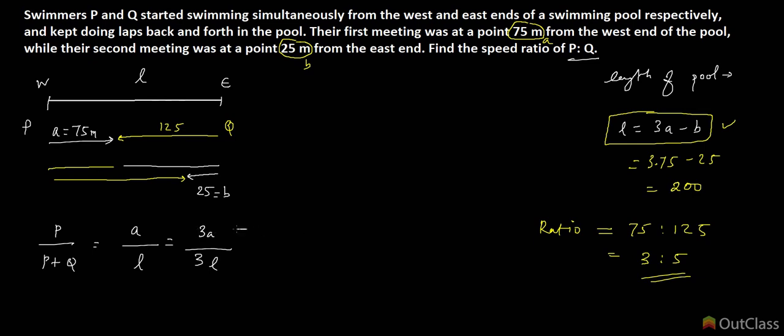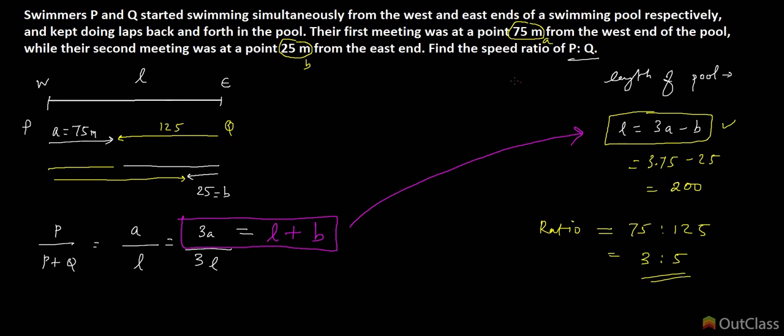And what is this 3a? Just look at this portion. There's this portion and this portion that's together equal to L, and then there is an additional b, right? So this 3a that has been swum by the person P is actually equal to L plus b. This is what we need. This directly gives you L is equal to 3a minus b. This is where the formula is coming from.